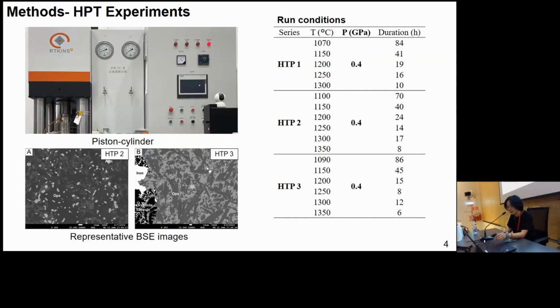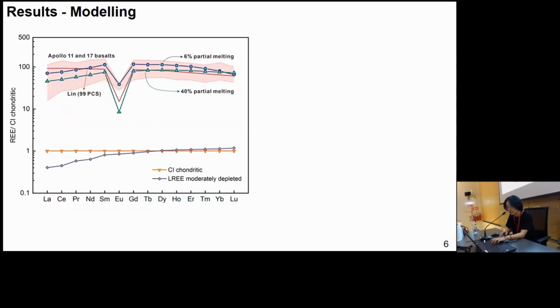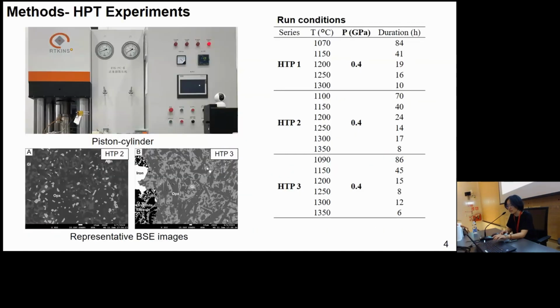Here are some of our experimental products. There are some representative BSE images.